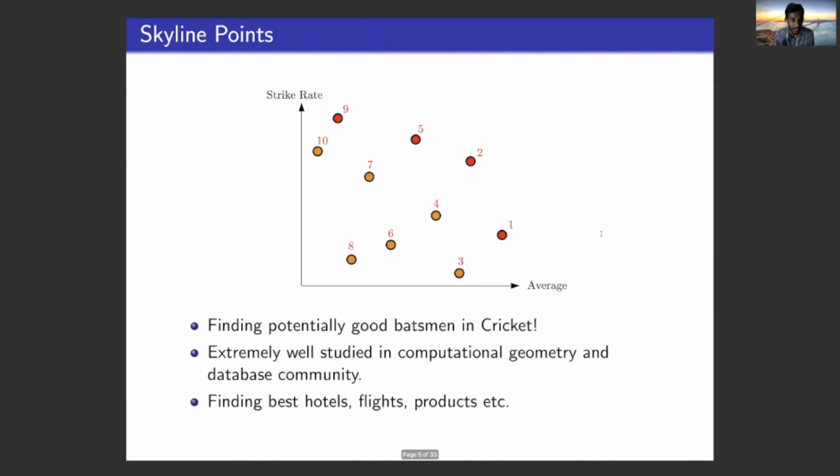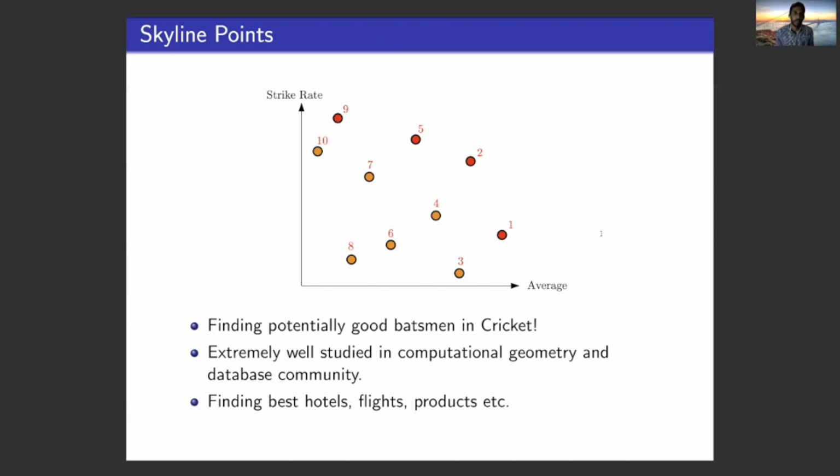Let's go ahead and define what Skyline points are. It turns out cricket is my favorite sport, and I'm currently in India, where people are crazy about cricket. So I thought let's motivate this problem via cricket. In cricket, there are players, some of them called batsmen, and each batsman in the figure is mapped to a two-dimensional point. A batsman is considered good if his average is high. A batsman is also considered good if his strike rate is high. Now I've mapped these 10 points, which are 10 players.